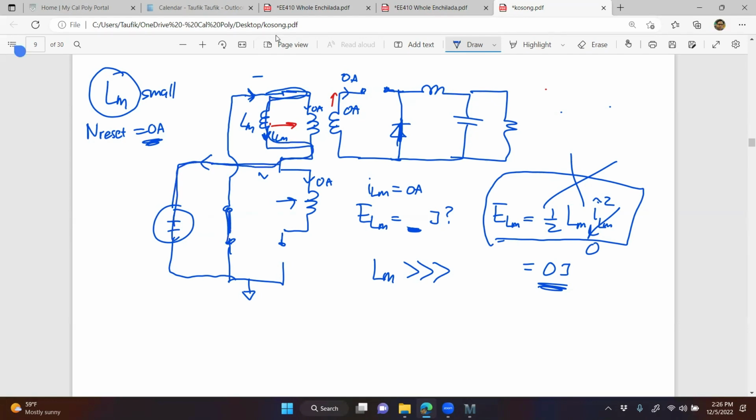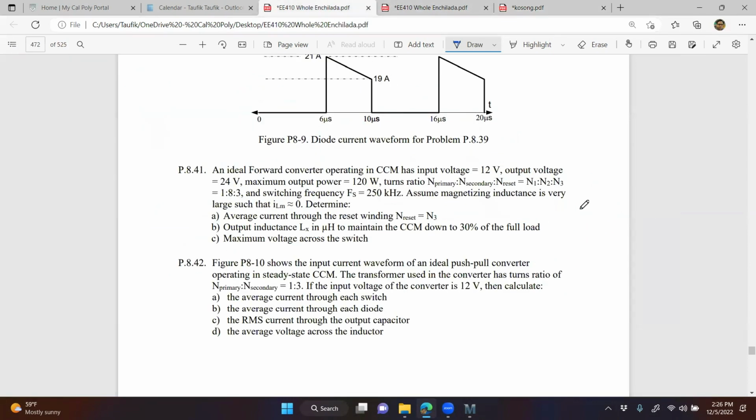Back to the source, right there. So you can see that it doesn't matter what Lm is, the reset winding, theoretically speaking, has no current, 0 amps. Doesn't matter if Lm is small or big. Does that answer your question? Or is there any question on this?